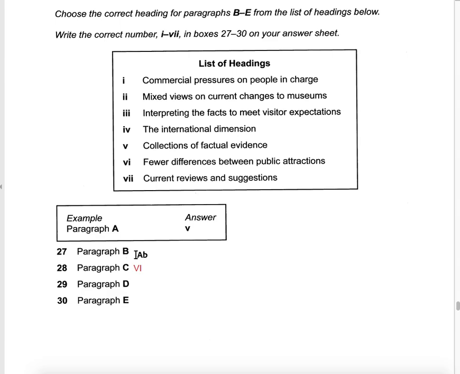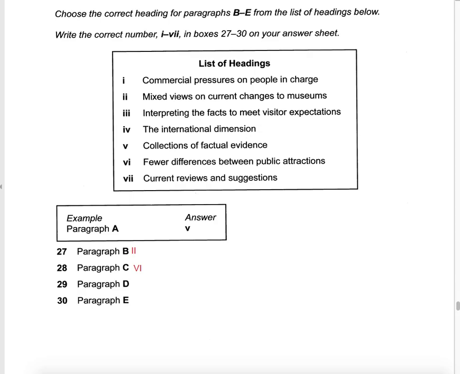Like I said, I'm going to put 2. I think it's 2. I'm just going to put it there for now. Oops. I think it's 2 because it's mixed views, but I'm not sure. It could be 3.